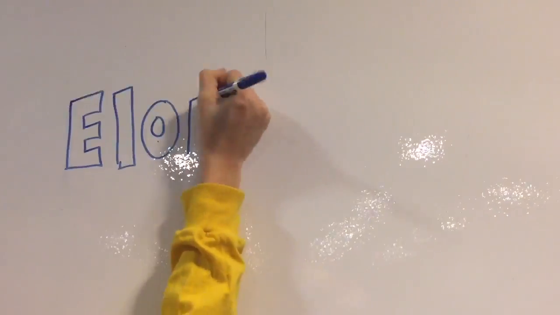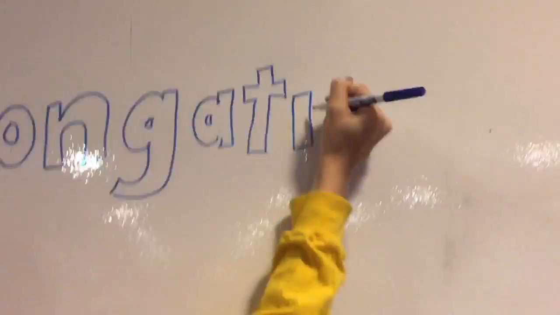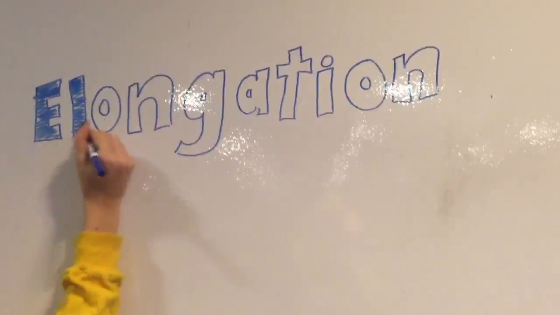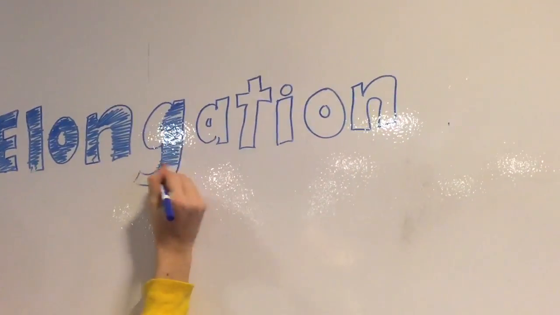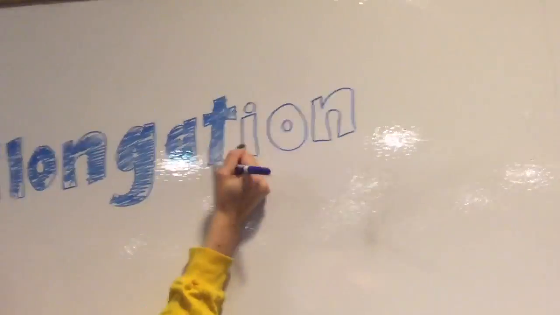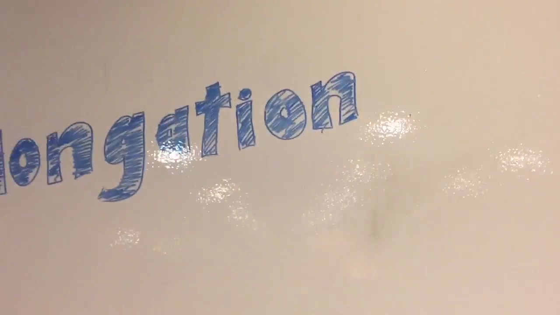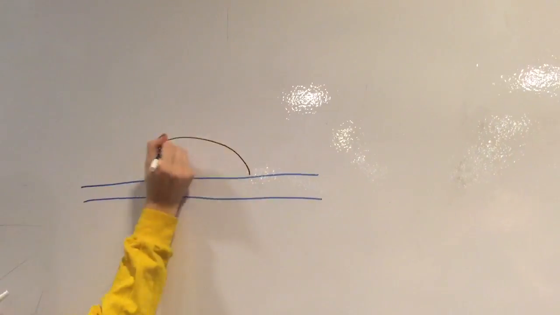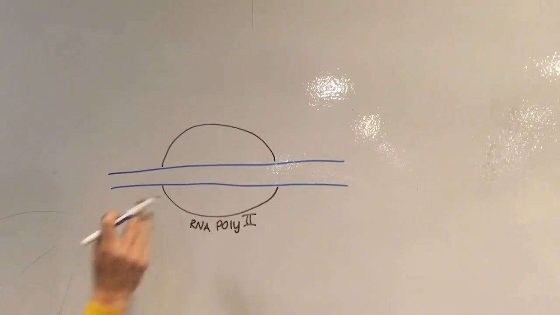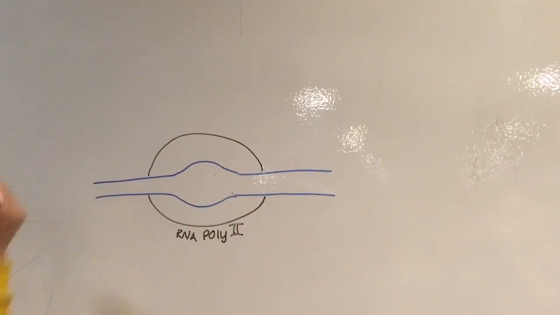The second phase of transcription is elongation. By definition, the elongation phase of transcription refers to the process through which nucleotides are added to the growing RNA chain. During this process, RNA polymerase II separates the DNA and forms a bubble within the complex.